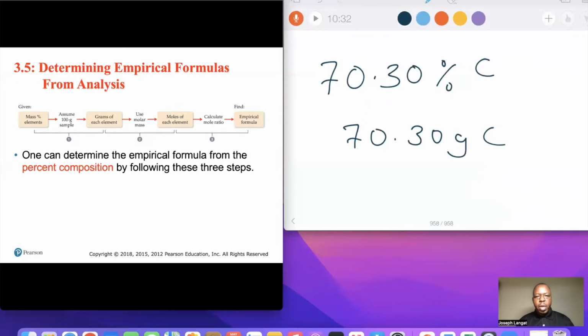Sometimes, if you have 3 elements in a compound and you are given the percent of 2 of them, you will add the 2 and subtract from 100 to get the percent of the third one, which is the same as grams for that element. So if you are given the percent composition, just assume they are 100 grams.